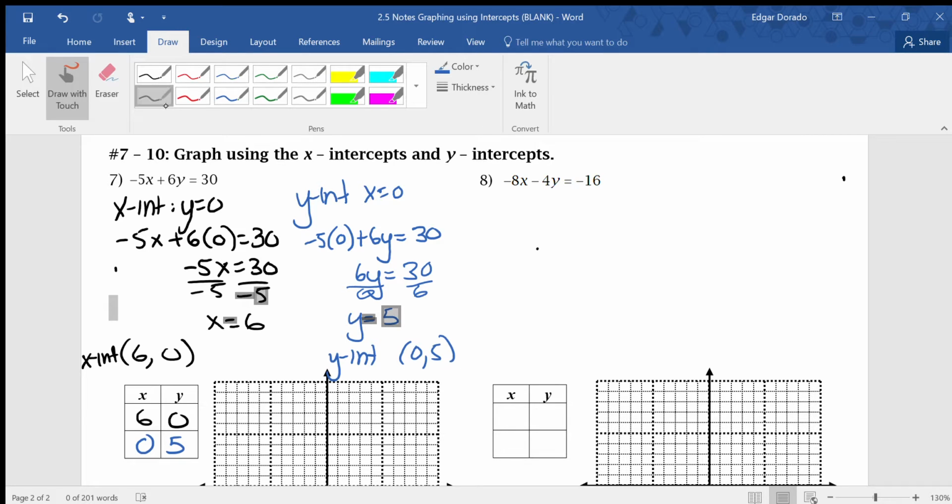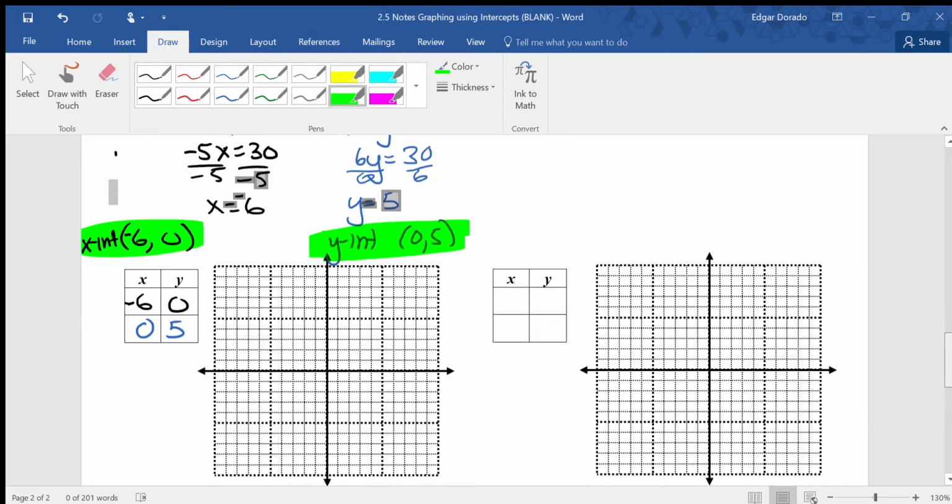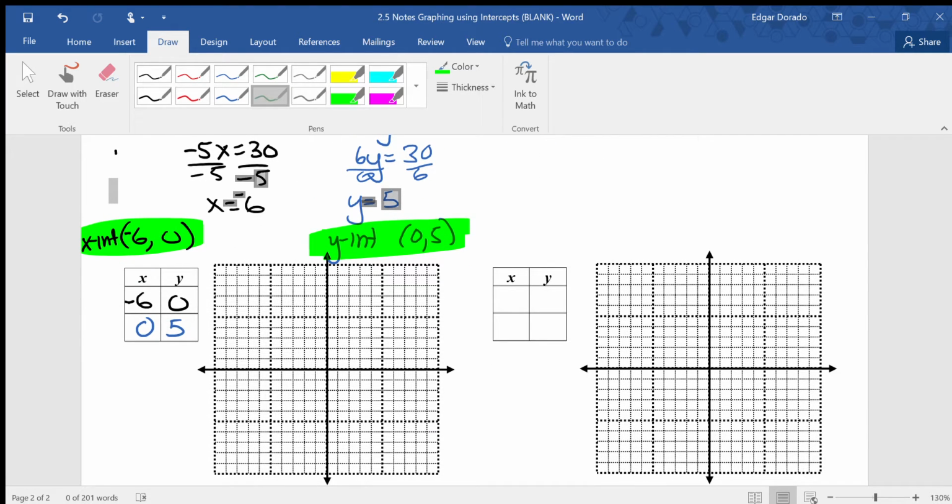And I just noticed something, guys. This right here is supposed to be a negative 6. So go ahead and make that change for me. Okay, so I have my two intercepts, my x-intercept and my y-intercept. So let's go ahead and actually graph this thing.